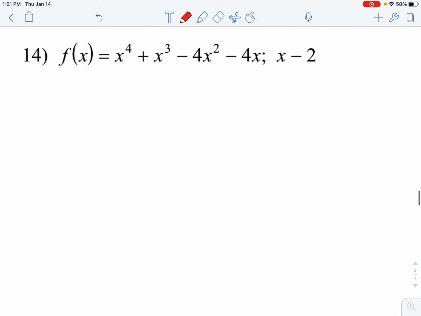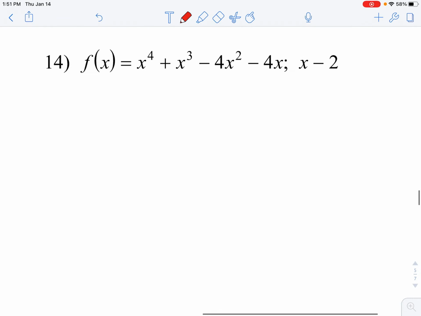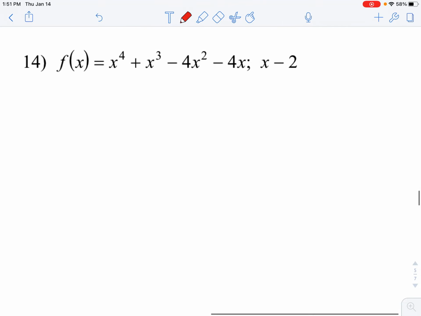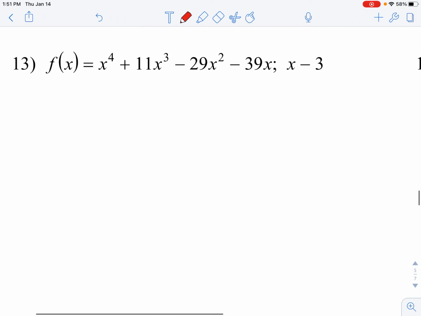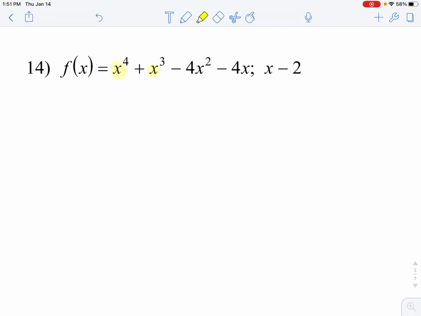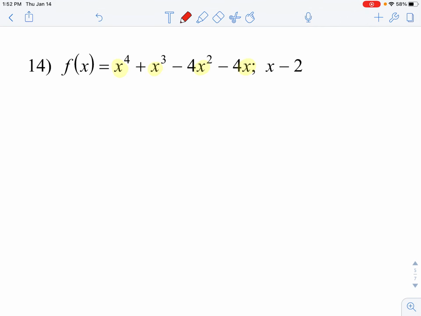Number 14. Okay, number 14, I could just start off like the rest of these problems, but there's something special about 14 and 13. So when you go to do your homework, it's going to be a lot like this. So do you see how every term in the original problem has an x in it? That's what we call a common factor. So I can actually do common factoring before I do the rest of the problem. If I factor an x out of every one of those terms, I'm going to get x to the third plus x to the second minus 4x minus 4.